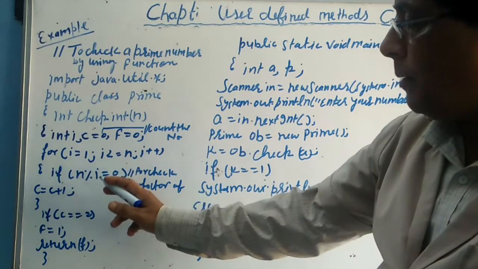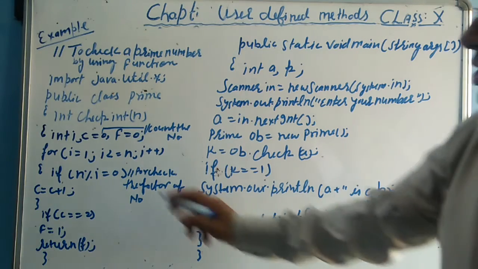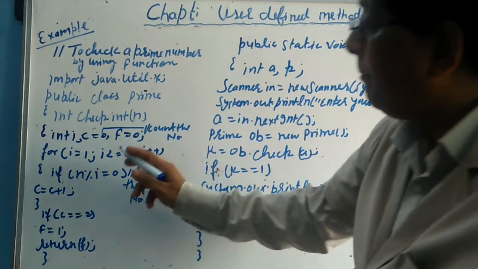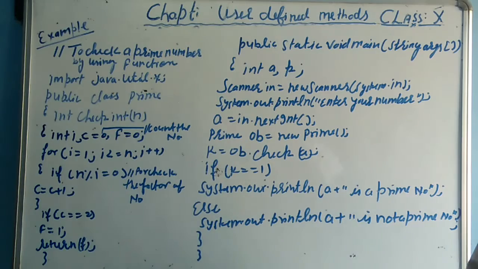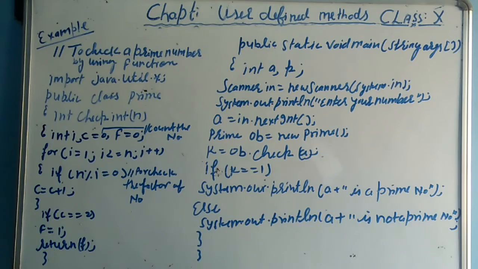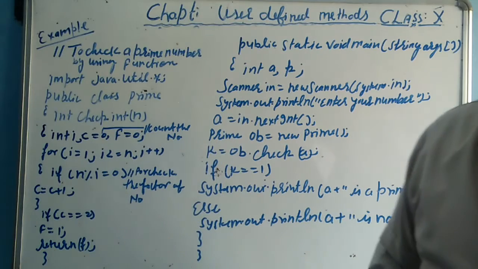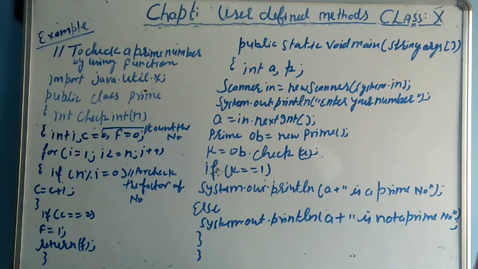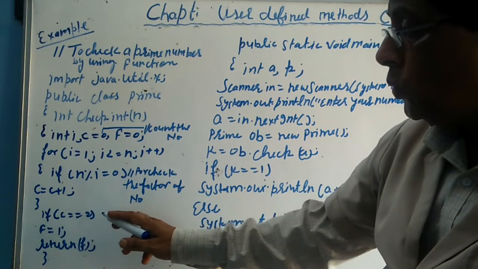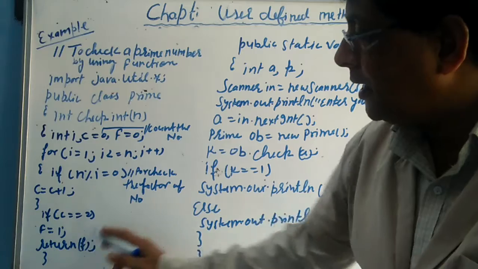If n modulo i is equal to 0, this is the statement to check the factors of the number. N modulo i equal to 0, and c is equal to c plus 1. This is the counter, it will be checked one by one. And if c is equal to 2, then f is equal to 1, and then return f.